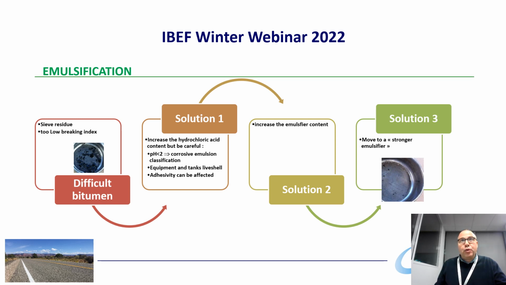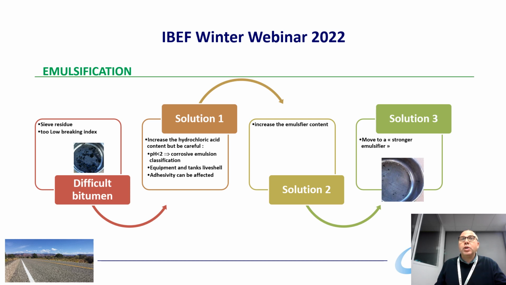The first step with a new bitumen is emulsification. This point is particularly sensitive for rapid setting emulsions. With a difficult bitumen, the sieve residue is out of specification and the breaking index decreases dangerously. The first solution to bring stability is to increase the hydrochloric acid dosage. But the pH should not be below 2 regarding corrosion and calcification. The adhesivity can also be affected by a low pH.